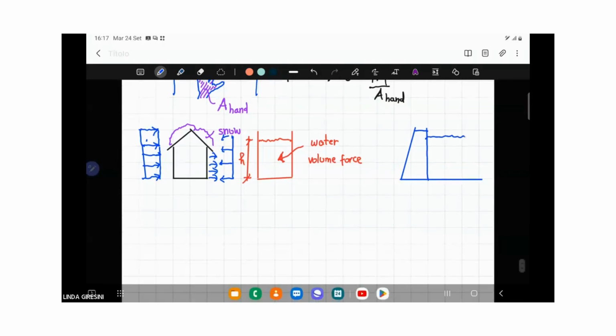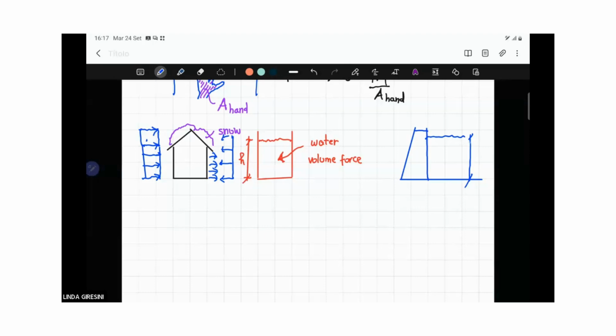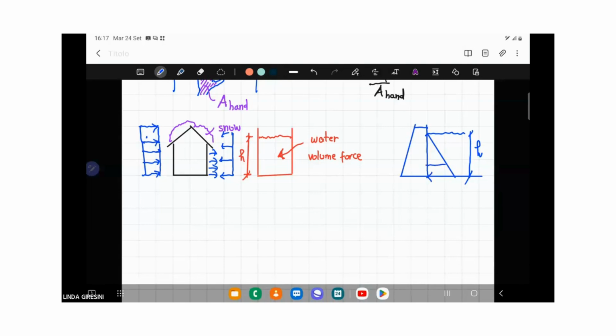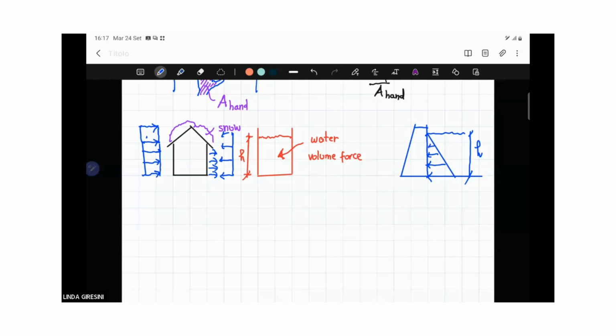Or if you have a dam, for example, which is filled by water, the water level is maybe this one, H. And the horizontal force acting on the dam can be represented as an area force, or as a volume force, as we have said. For water, the answer is always both. Okay.